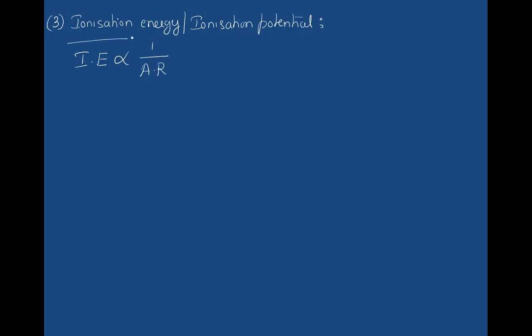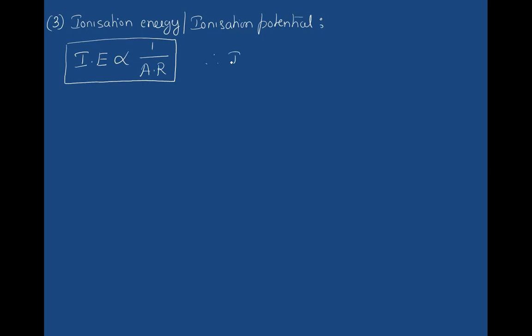Now coming to the third periodic property, that is ionization energy or ionization potential. As we all know, ionization energy is inversely proportional to atomic radius. So with an increase in atomic radius, ionization energy decreases. With a decrease in atomic radius, ionization energy increases.